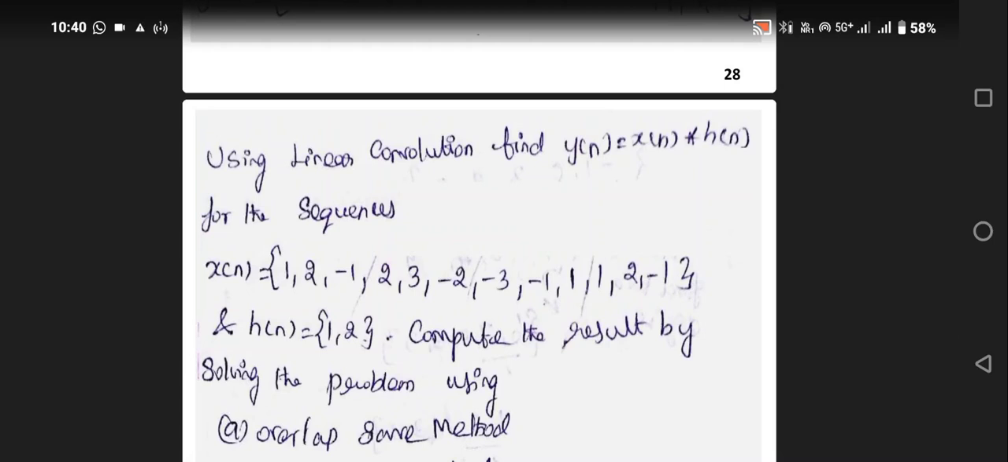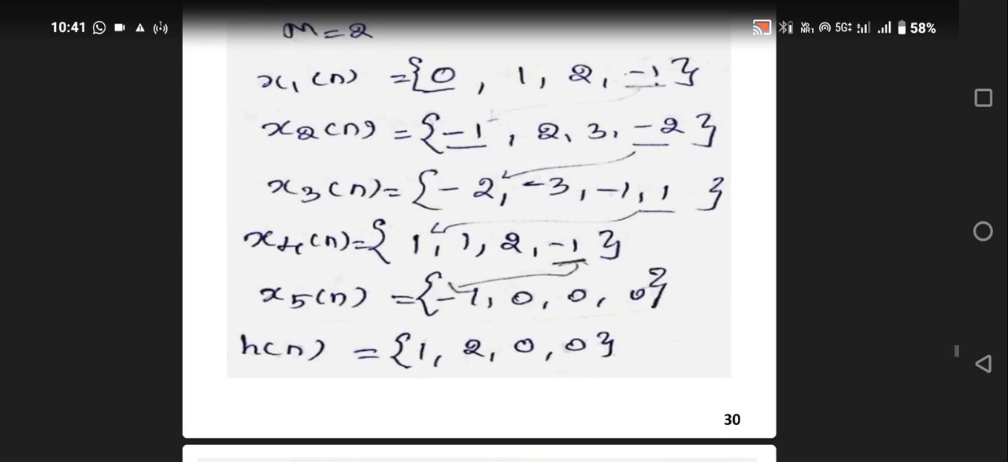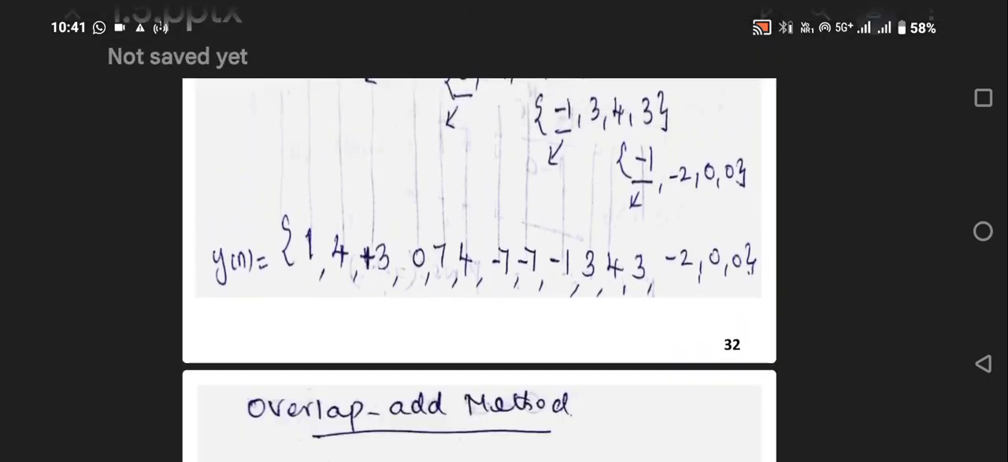Using linear convolution, find y of n for the given sequences using the overlap save method and overlap add method. In both methods, even though the steps are somewhat different, the answer is the same. The answer is 1, 4, 4, 1, 4, 3, 0, 7, minus 7, minus 7, minus 1, 3, 4, 3, 0, 3.